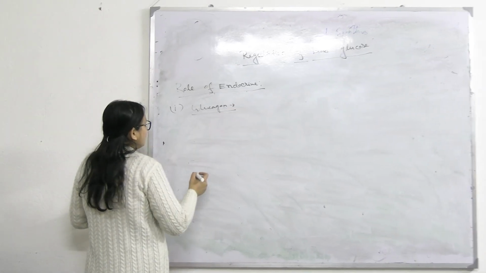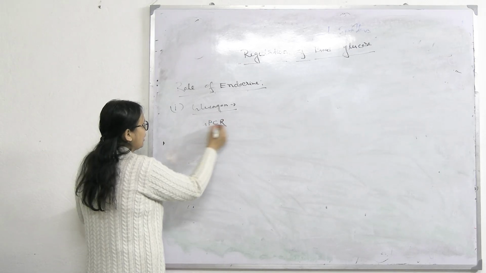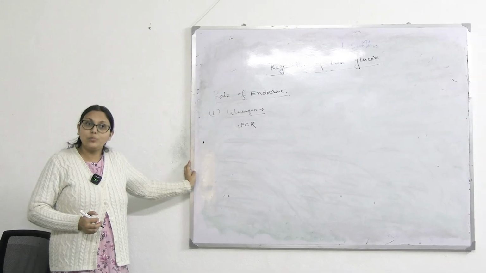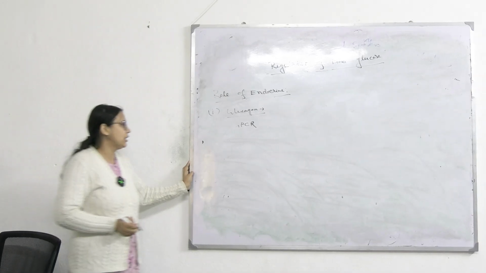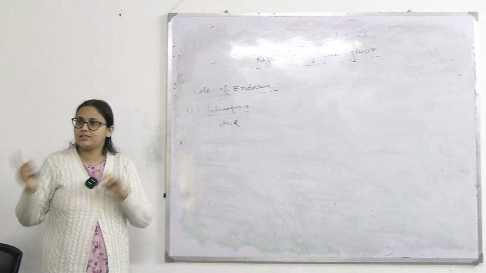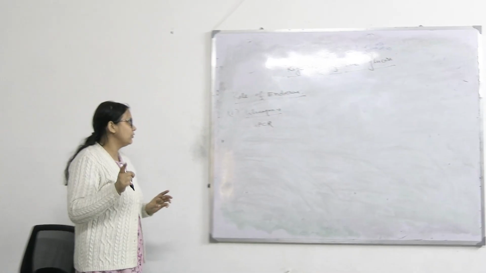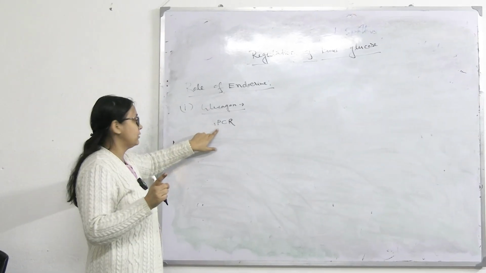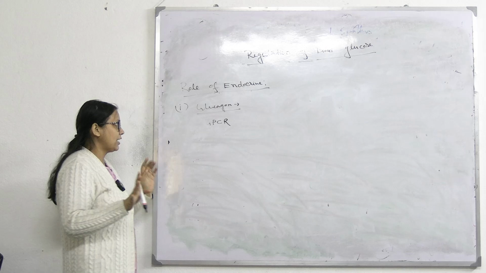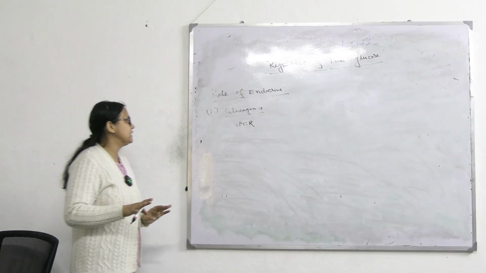So what are the effects of glucagon? It acts via GPCR. What is GPCR? G protein coupled receptor. This is a mechanism of action of hormone. There is a separate chapter on the mechanism of hormonal action, and there you can see that this is one of those mechanisms, that is GPCR, G protein coupled receptor. For the time being, just remember that glucagon acts using GPCR.